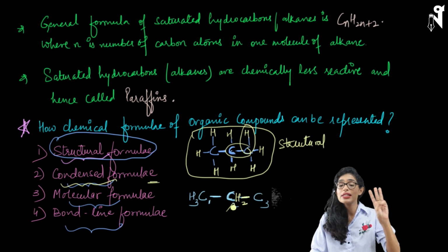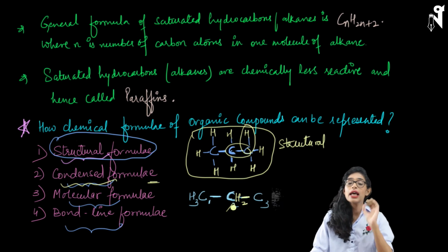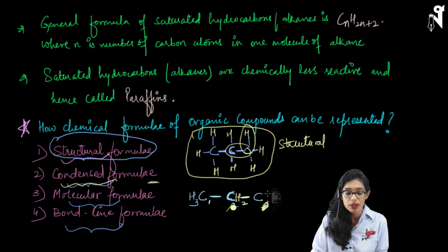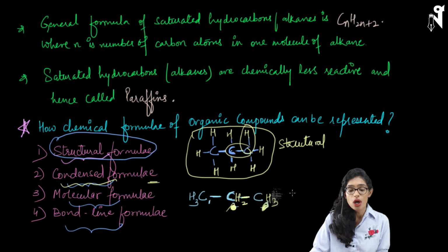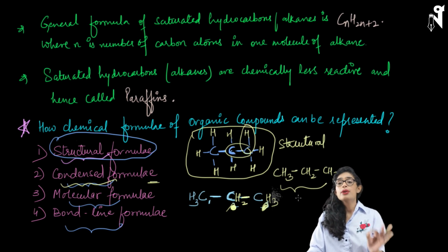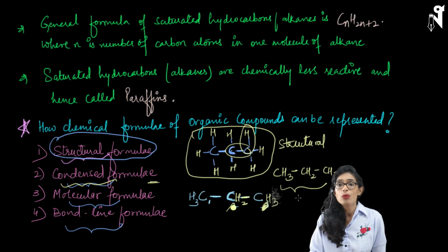So that means three valencies are yet to be fulfilled. And I'll place three hydrogens to fulfill these three valencies, and it will become CH3. So how can I write it? I can write it as CH3, single bond CH2, single bond CH3. So what all is visible? Carbon-hydrogen bonds are not visible over here, but carbon-carbon bonds are still visible.